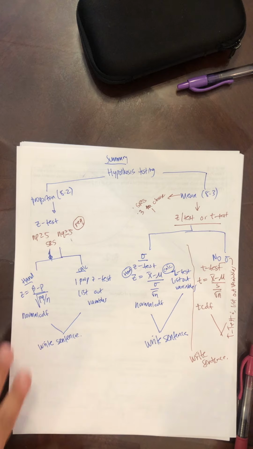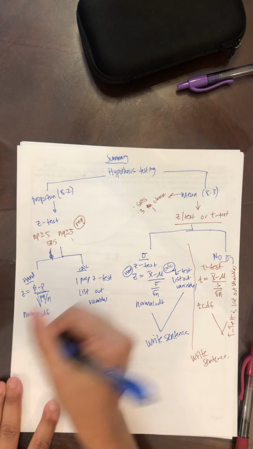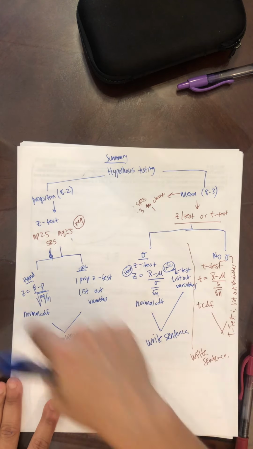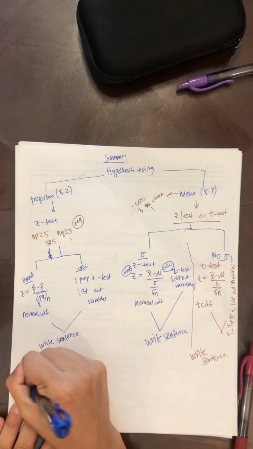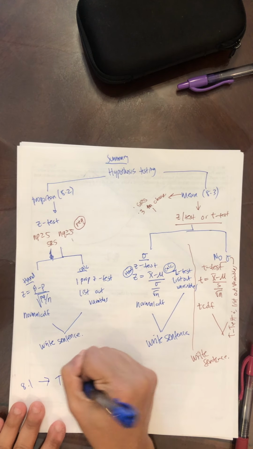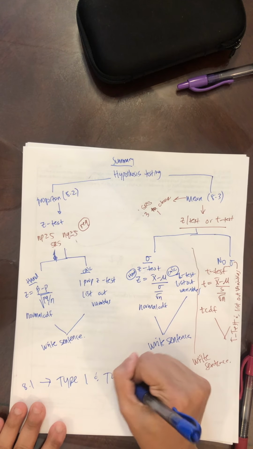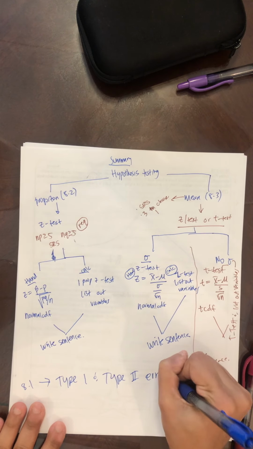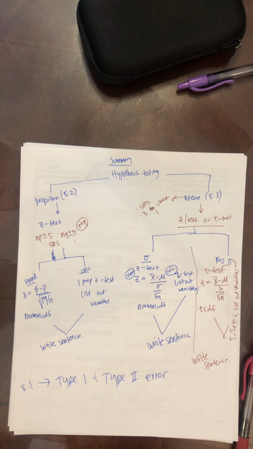Then the last thing you should look up is, that's pretty much 8.2 and 8.3. For 8.1, I would look up type 1 and type 2 error. And that's pretty much all of chapter 8.